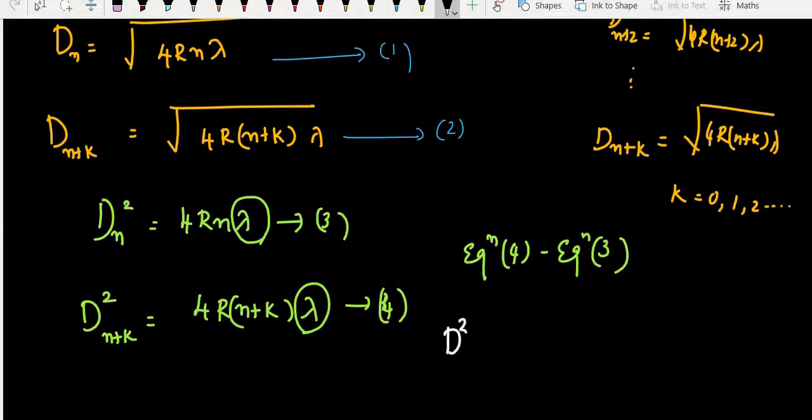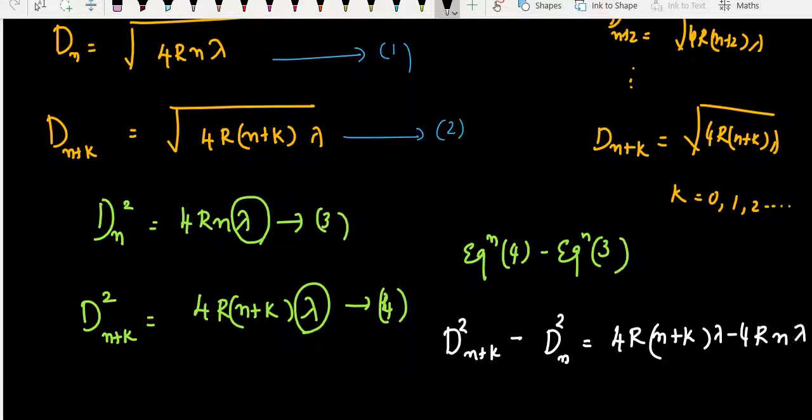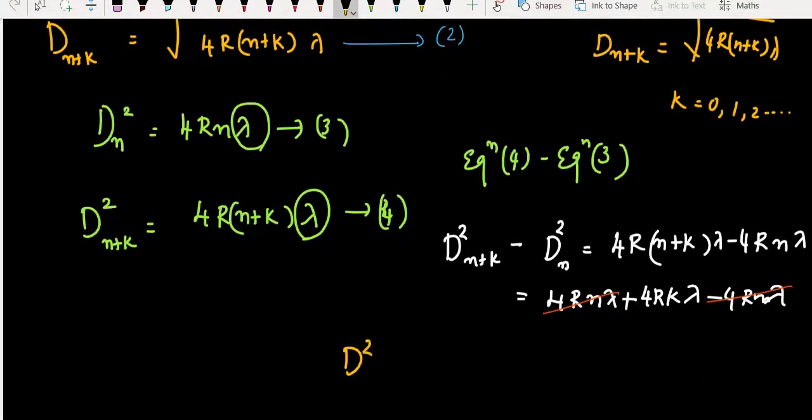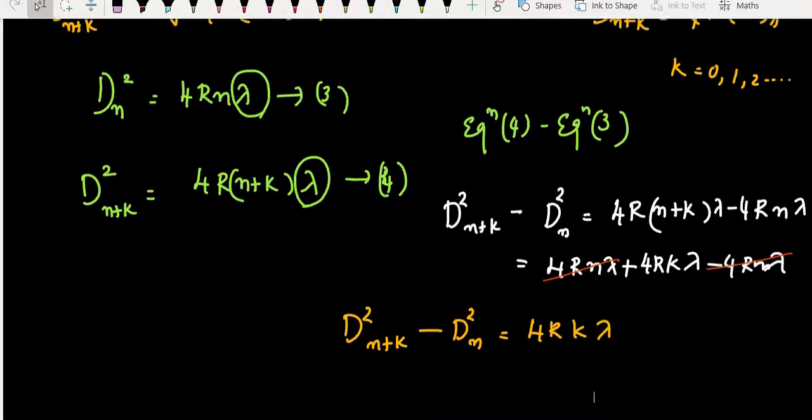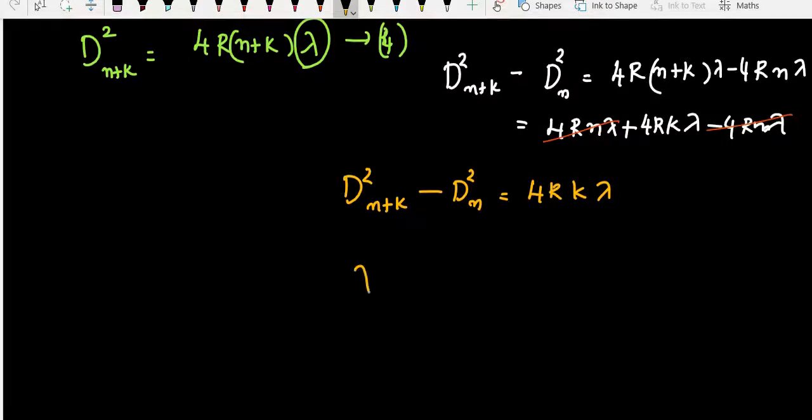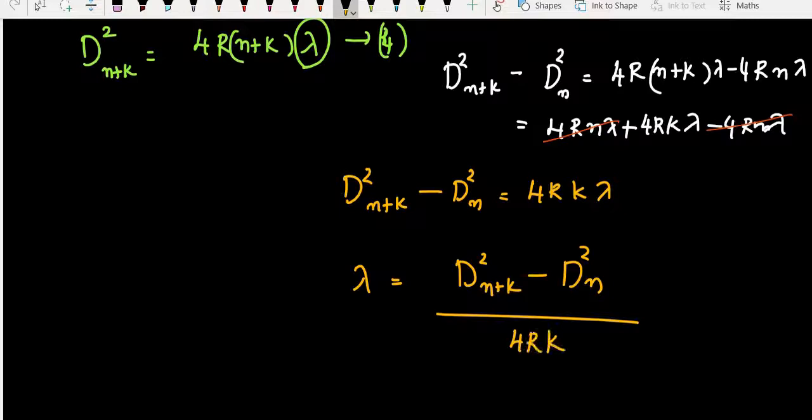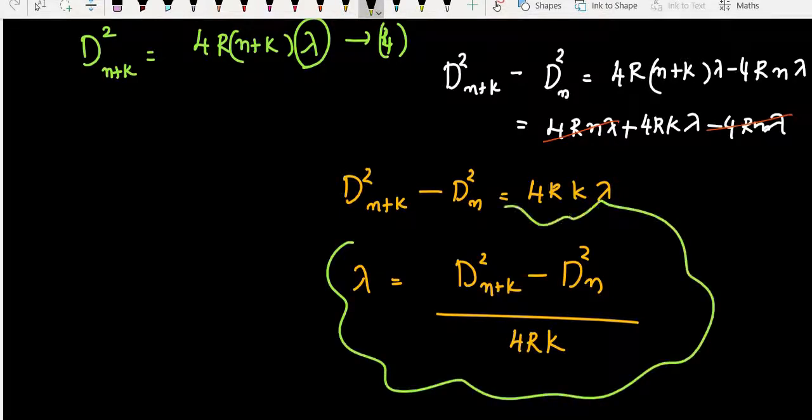So D square n plus k minus D square n equals 4R into n plus k lambda minus 4RN lambda. Expanding this term, we get 4RN lambda plus 4RK lambda minus 4RN lambda. The 4RN lambda terms cancel, so we get D square n plus k minus D square n equal to 4RK lambda, and lambda is equal to D square n plus k minus D square n divided by 4RK. This is the equation to find the wavelength of the light used.